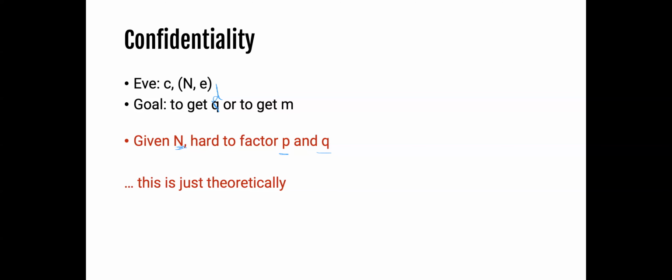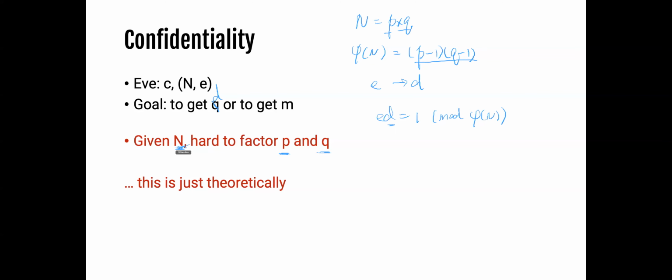So think about this. If Eve can factor n, so if Eve can get p and q, then Eve can calculate phi(n) using the calculation for Euler's totient function. And then, because Eve knows e, Eve can calculate d just by solving this modular equation, and then she will know the secret key. So you don't want this to happen. That's why you want to make sure that Eve will not be able to know p and q, even though Eve knows n. Okay, so this is about confidentiality.